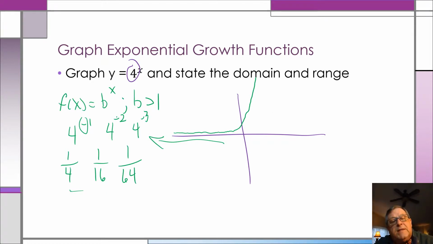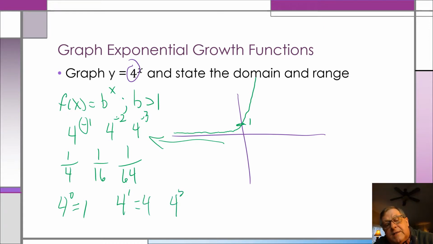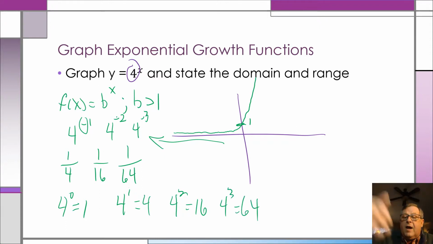Now, what about when x is 0? We've got 4 raised to the power of 0. Well, we should know that anything raised to the power of 0 just equals 1. Doesn't matter what it is. And that's why we would have a y-intercept right there at 1. So when x is 0, 4 raised to the power of 0 is 1. And now we start getting into positive exponents. 4 to the first power equals 4. 4 squared is 16. 4 cubed is 64, and you can see we're headed off to infinity pretty rapidly.